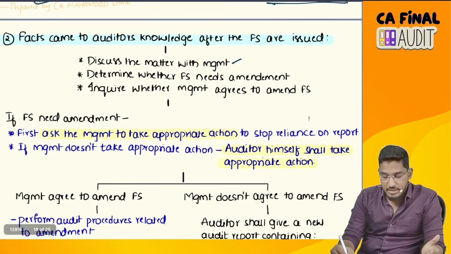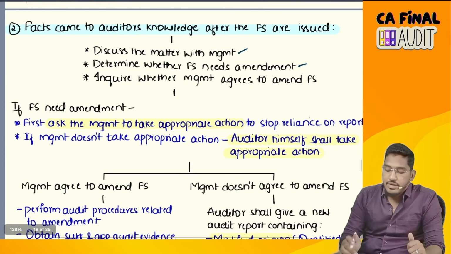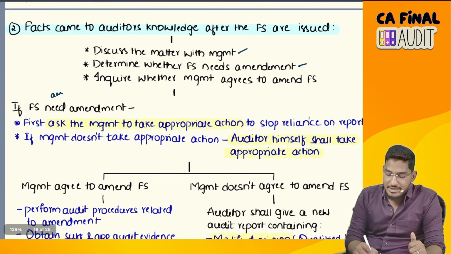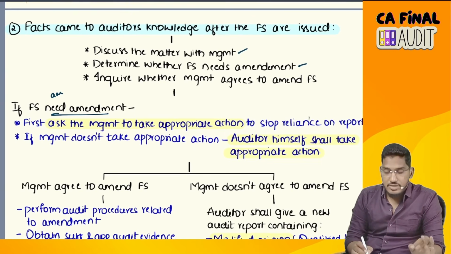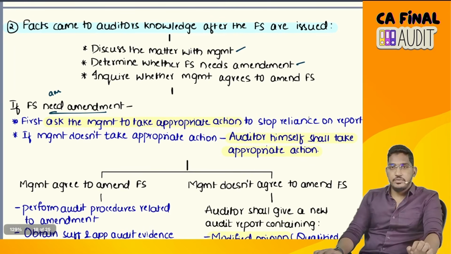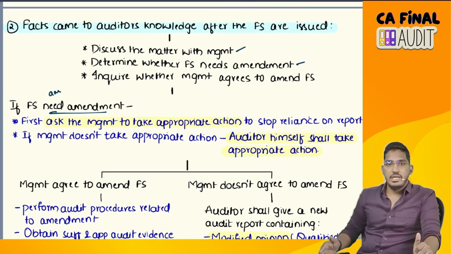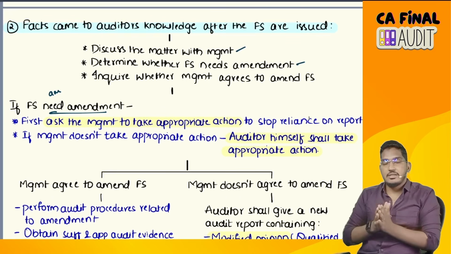First, I have to discuss the matter with the management. As a part of the discussion, determine whether the financial statements need amendment and inquire whether management is ready to amend the financial statements or not. And in case you have decided that the financial statements need amendment, now first you should go and ask the management to take appropriate action to stop the reliance on the reported financial statements. Why? Because the financial statements have already reached the shareholders.